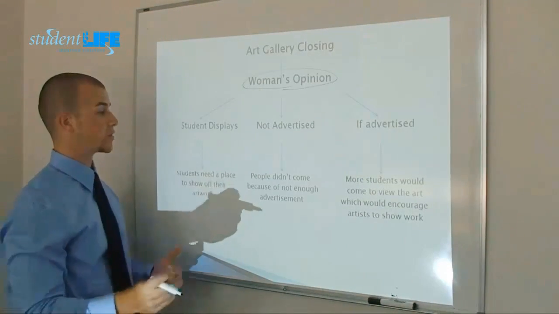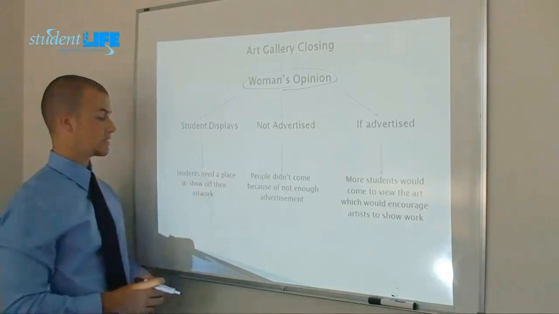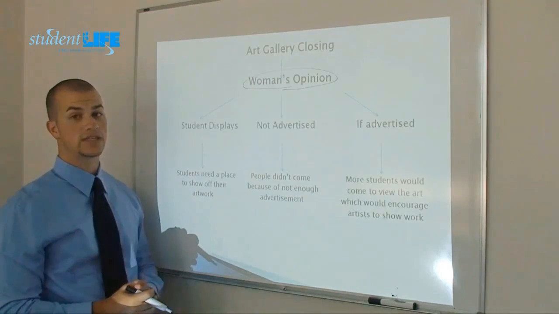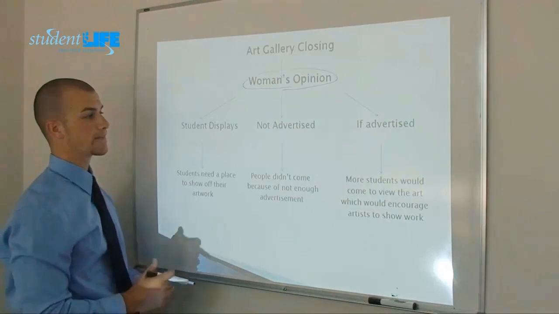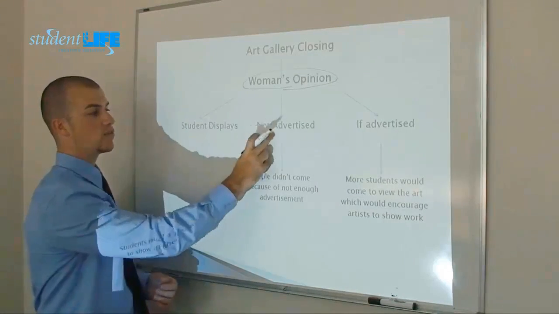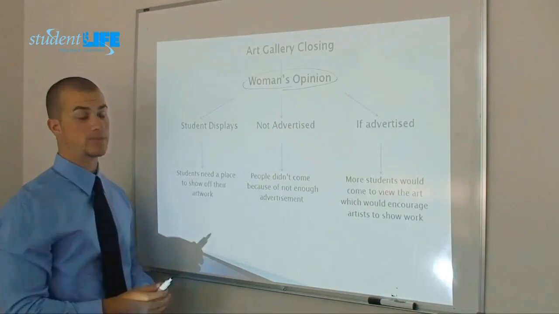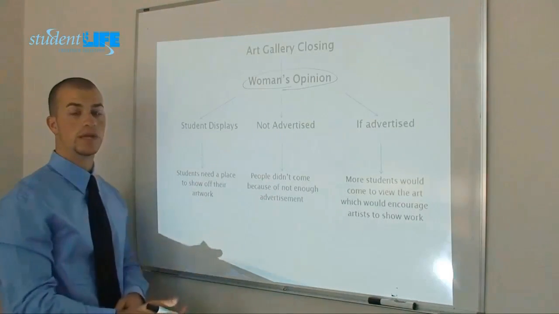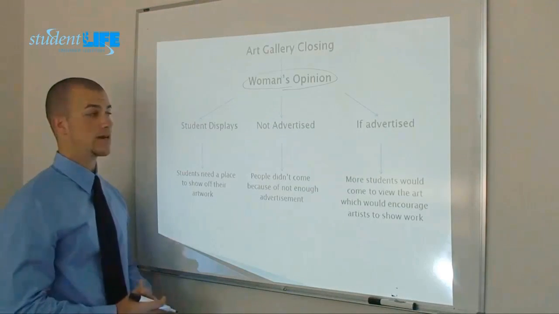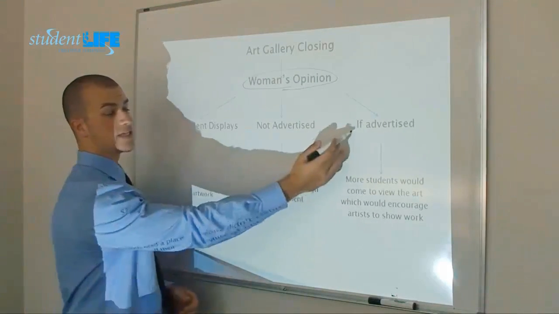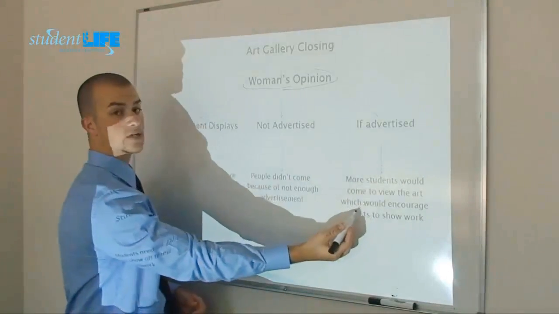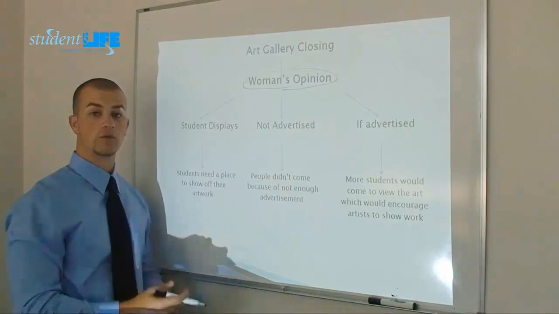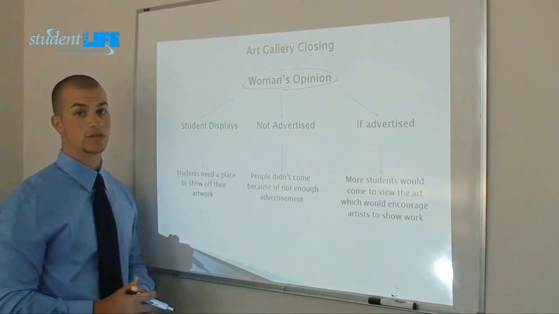So, first support example is student displays. She says students need a place to show off their artwork. So, she feels that the gallery is an important place. Second reason is, she says it wasn't advertised enough. That's why not many people came. She said people didn't come because there wasn't enough advertisement in the school newspaper, perhaps a town paper, so that was another reason. And she also says if it is advertised, then more students would come to view the art, which encourages more artists to show their work. If more people show up to see the art, then more artists are going to be encouraged to show their work.